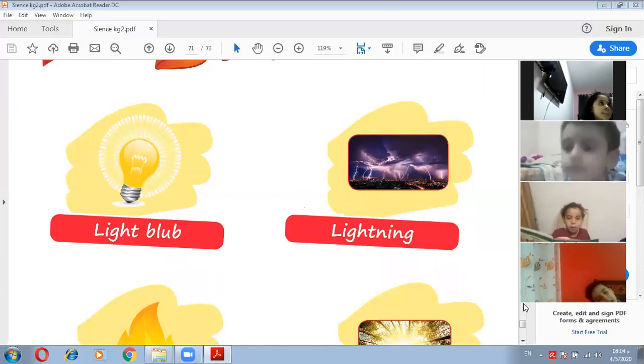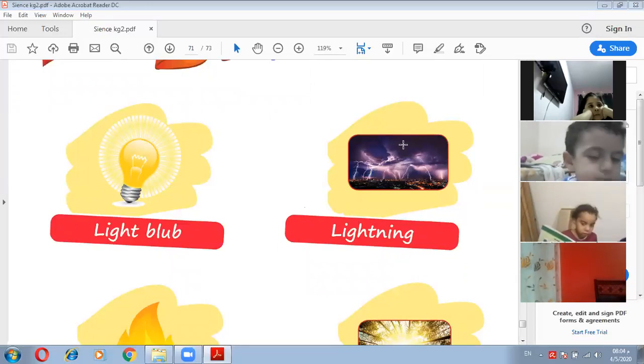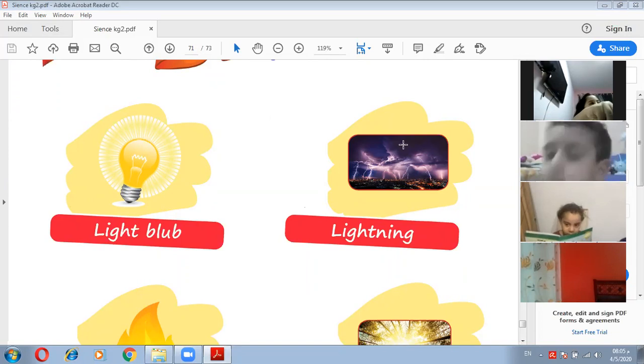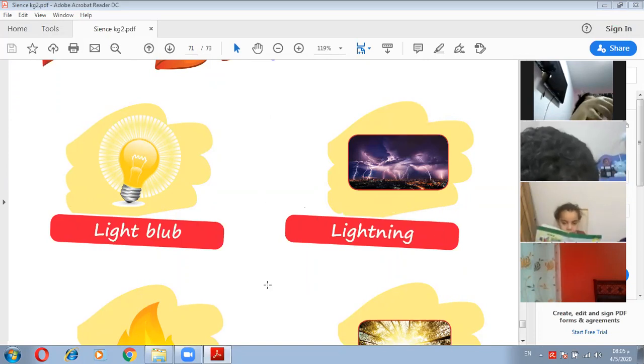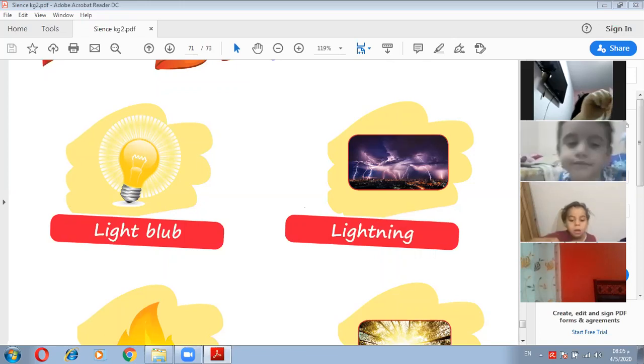Okay? So here, in the next picture, we have lightning. Lightning or thunder. When it's so cold in the winter, we can see the lightning in the sky. The sky makes movements of lights. It's called lightning or thunder.